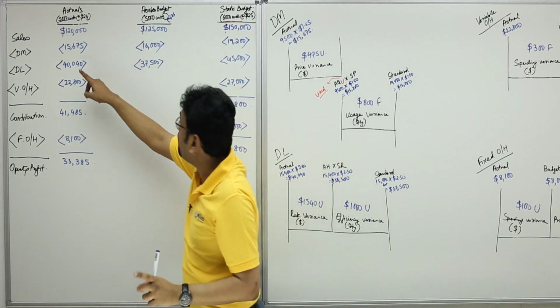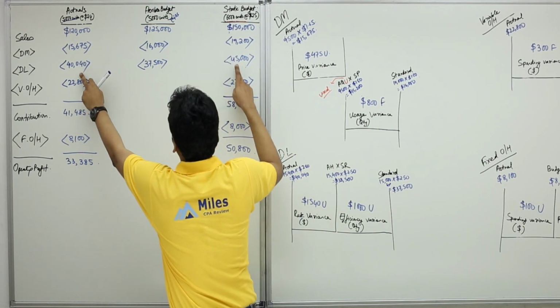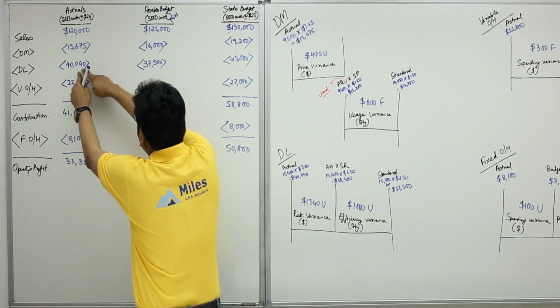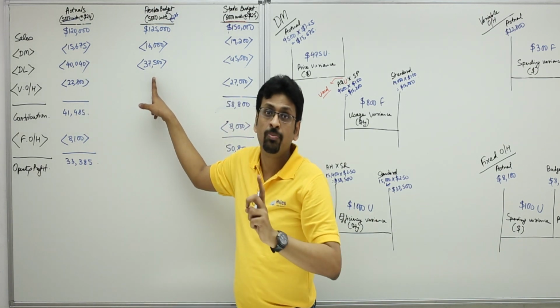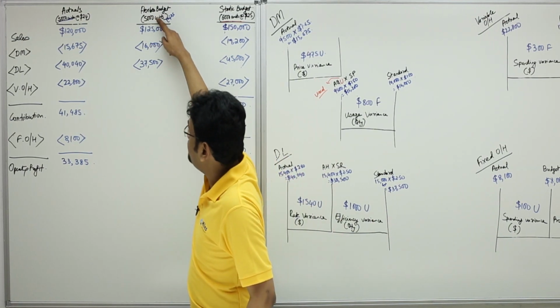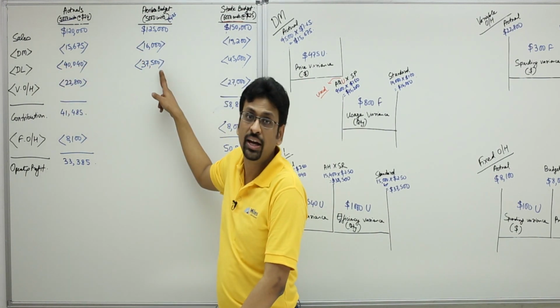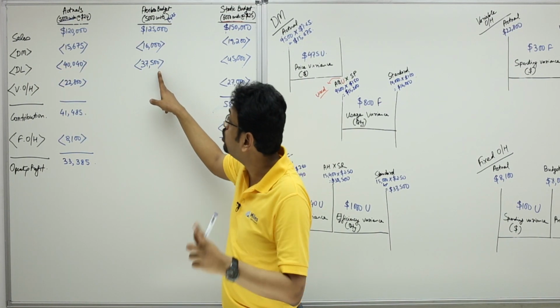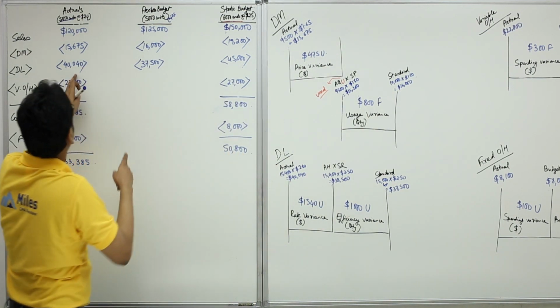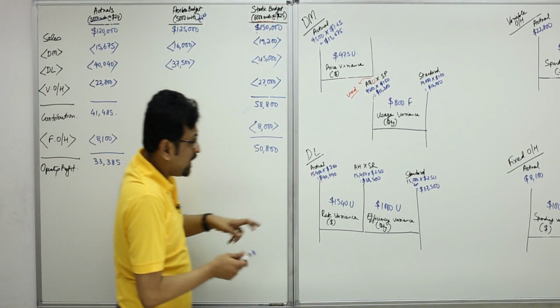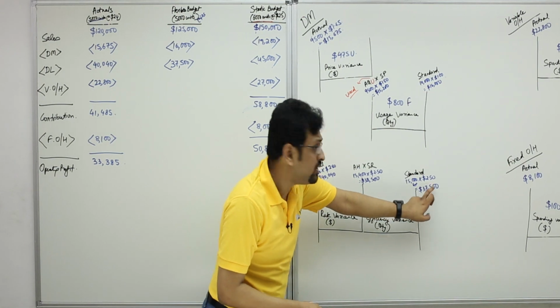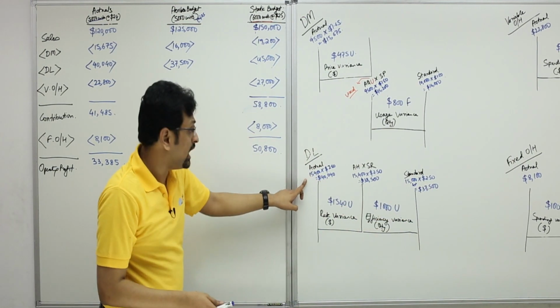Now, we are not going to compare 40,040 with 45. We're going to compare 40,040 with 37,500. So for 5,000 units, they should have used $37,500 of direct labor. But they used $40,040. So instead of using $37,500, they used $40,040.